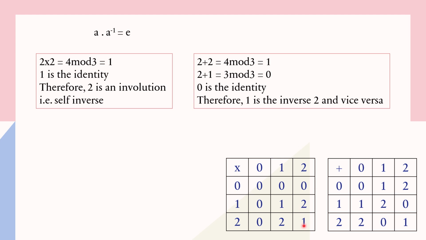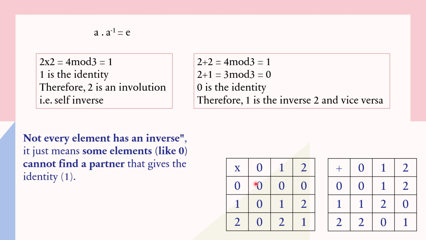By looking here, we see the identity for multiplication is 1. Because 1 appears here, the inverse of 2 is 2. Again, the identity appears here. The inverse of 1 is 1. Nowhere else does the identity appear. Therefore, 0 does not have an inverse. That's a simple way to check. So that's what's written here as well.